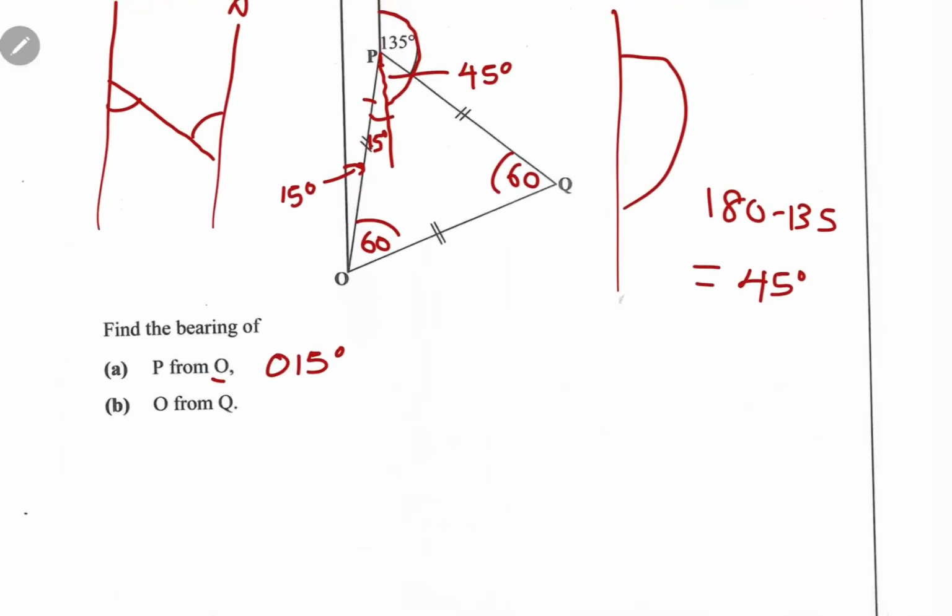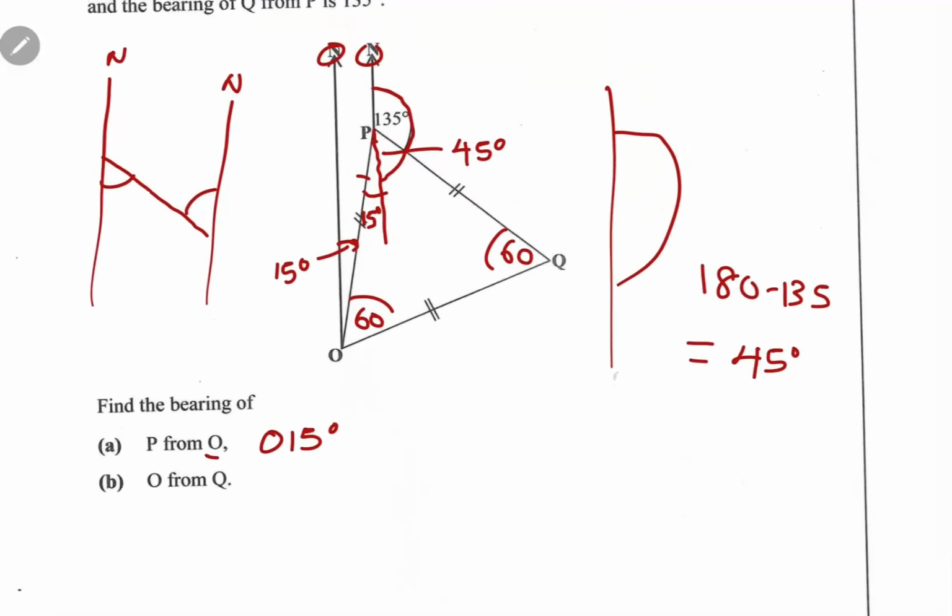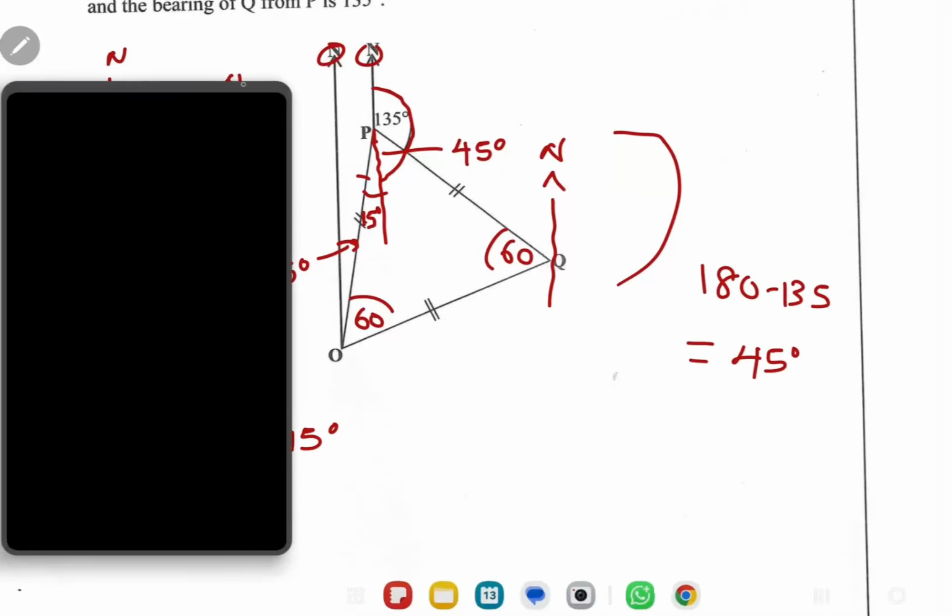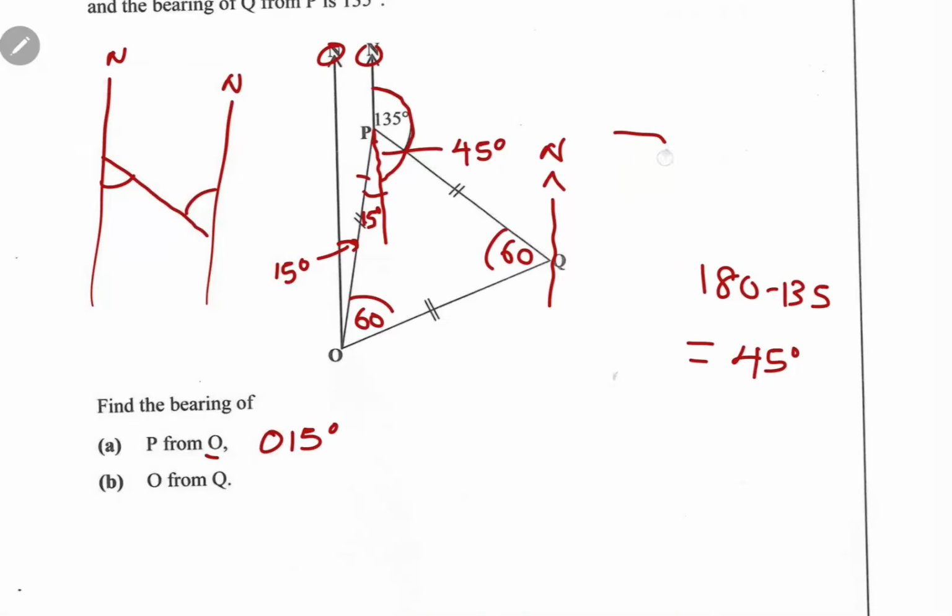Then the second one, O from Q. So let us go to Q. So right here, the north. Then we are going to move in the clockwise direction, from here until we touch the line OQ. That one. Now, this whole part is the bearing we are looking for.